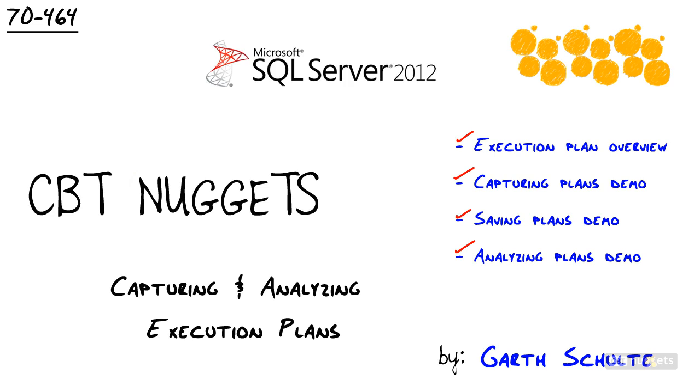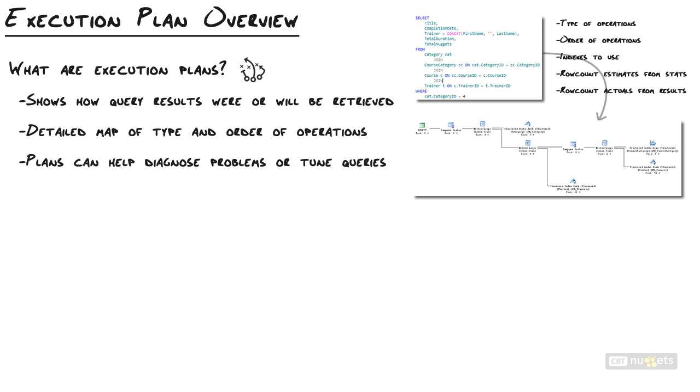Let's start at the top, though, and take a high-level look at what execution plans are all about. So what are execution plans? I pretty much just outlined it in the intro, but essentially it just shows us how the results of a query were or will be retrieved. Think of it as a detailed map that just outlines the type and the order of operations it took to get the data, and they can help us diagnose problems or tune queries.